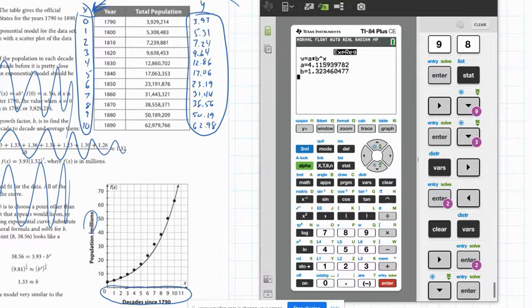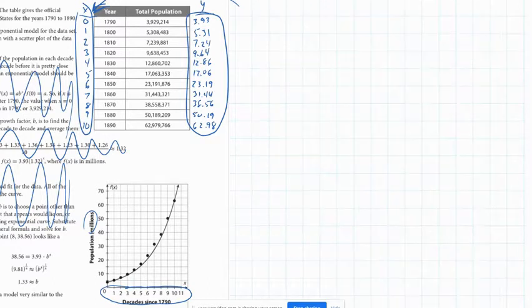So again, a is about 4.11. So our regression equation is y equals 4.11 times b, which was about 1.32, to the x power. Okay.